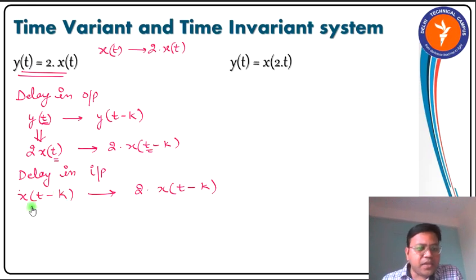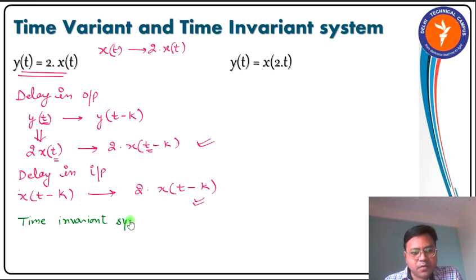So when I excite the system with a delayed input, the response is 2 times x(t - k), and from this, the two equations are the same. When the delay in input is reflected as the delay in output, then we will say the system is a time invariant system. So this is a time invariant system.